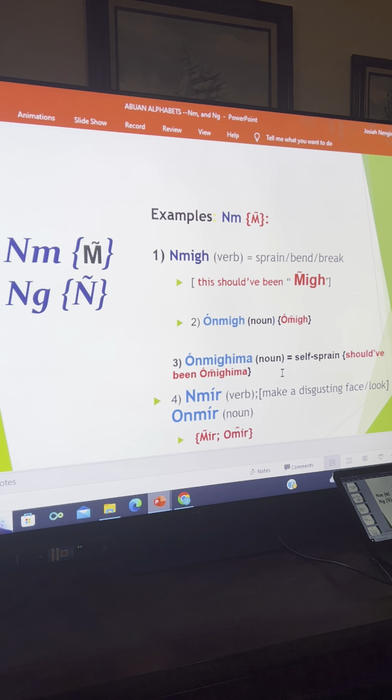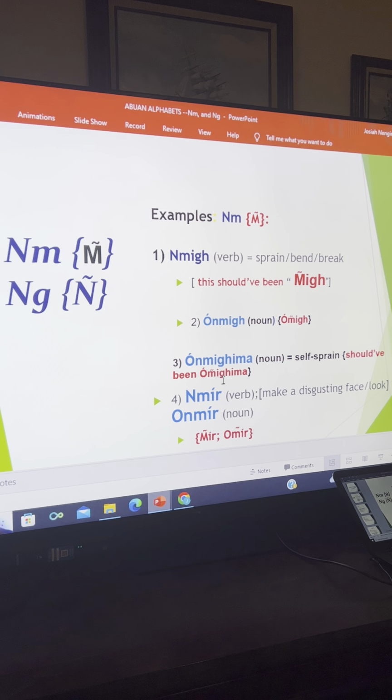So that is self-sprain. On make could be somebody responsible for doing it other than the person himself. It could be anybody spraining or breaking something. But ong megema tells us that the person himself did it by himself. And that is what this ma means, ong megema. That's self-sprain.